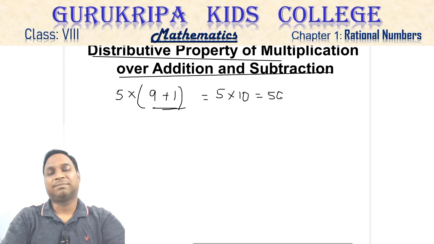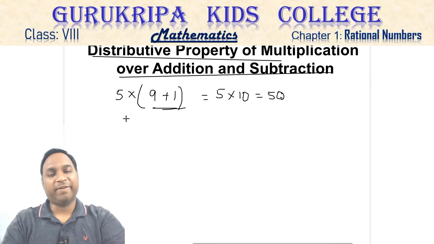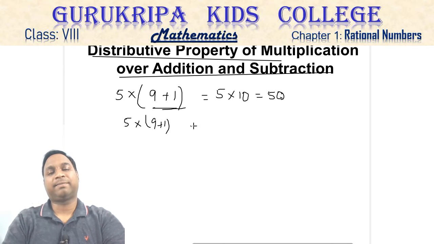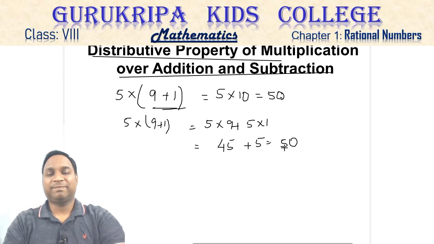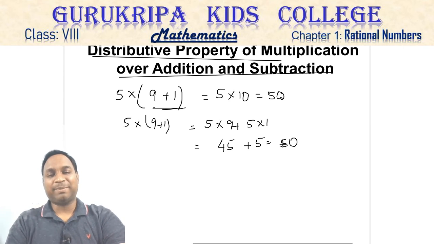है ना? But there is one more method of doing this. If it is like this, 5 into 9 plus 1, you can open this bracket. What do you get? 5 into 9 plus 5 into 1. What do you get? 45 plus 5, that is equal to again 50. समझ में आ रही है बात?